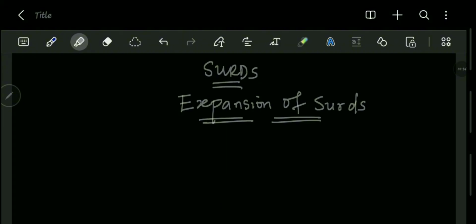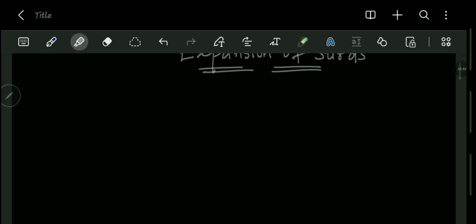Now, let's remind ourselves of what we call expansion. Whenever you are expanding an expression, you are trying to take away the bracket. Are you understanding what I'm saying? All right. So let's have something in this form.